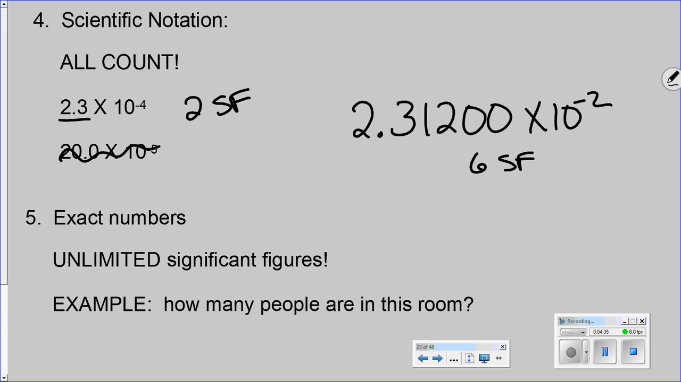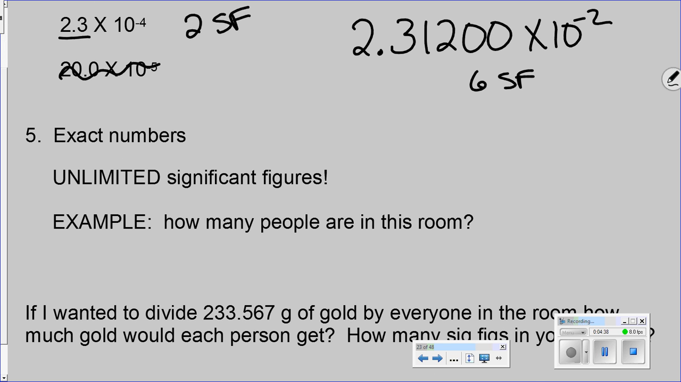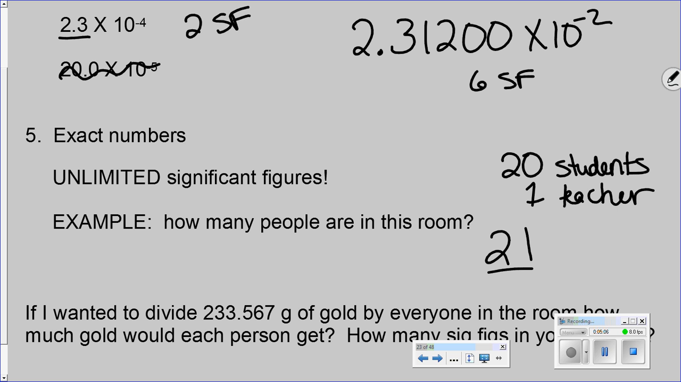There's also a little weird thing with sig figs where there are things that we consider exact numbers. So if you're talking about an exact number, we're talking about a countable quantity. So if we wanted to count how many people are in this room, and pretend we're in a classroom, we've got a class of 20 students and 1 teacher, we can count that there are 21 total people, and that number has what we call unlimited or infinite significant figures. And this becomes important when we're actually doing math. So I'll give you a quick example of this in a minute.